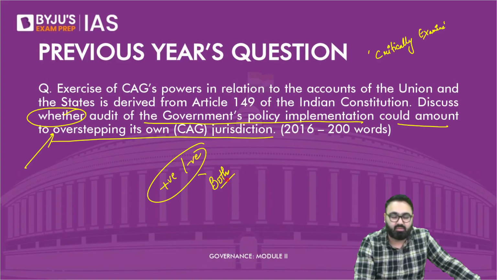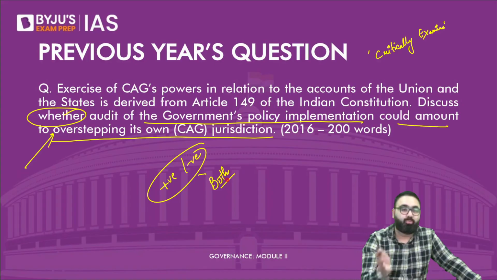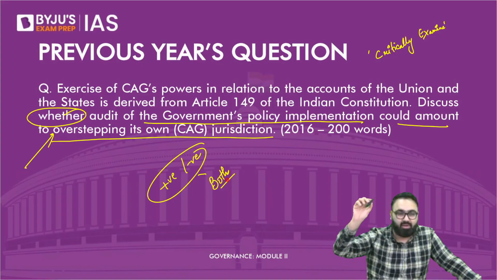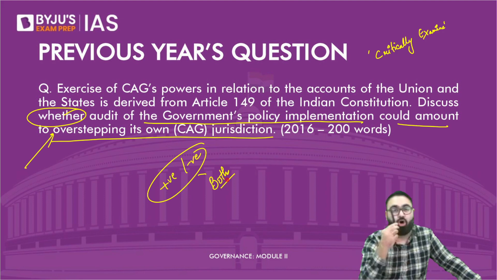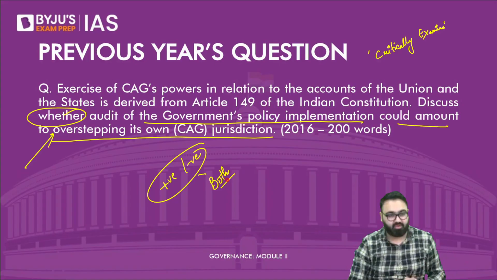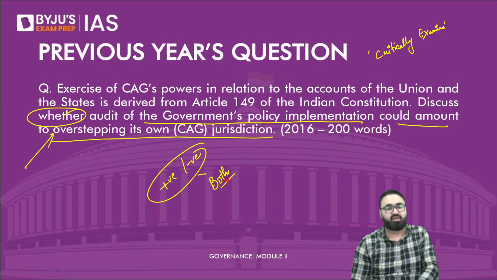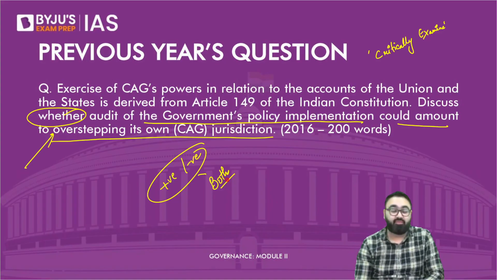The first argument is the positive one: that no, the CAG is not overstepping its jurisdiction. How? You can give examples of Dr. B.R. Ambedkar calling it the most important office. Give the example of the Supreme Court saying that the CAG is responsible for looking into the efficiency of the government. Give examples of how the CAG's audit reports have brought a lot of important scams to the picture. That will be the positive of it. Even the Supreme Court supports it.